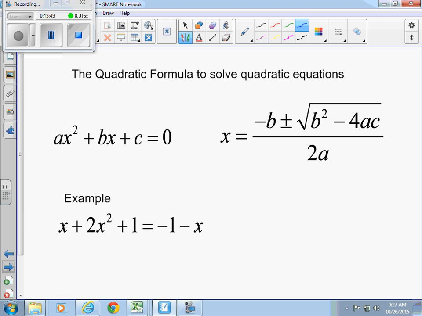Ready? X equals negative b plus or minus square root b squared minus 4ac all over 2a.